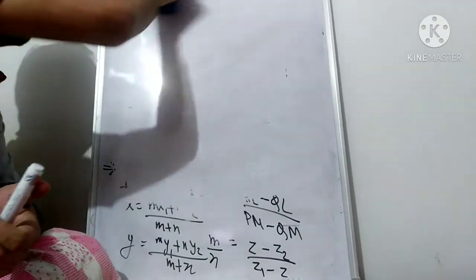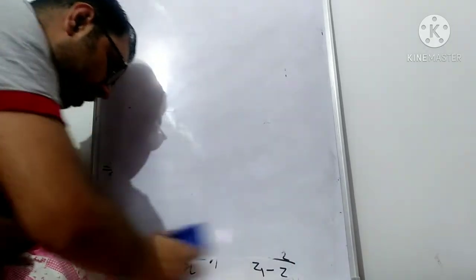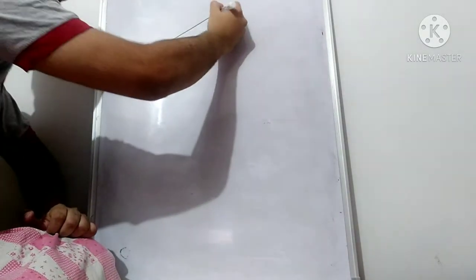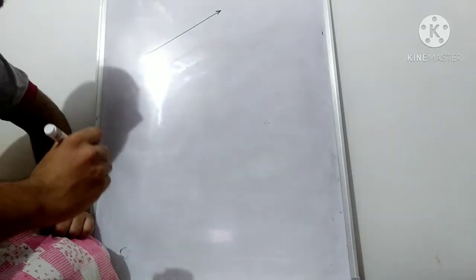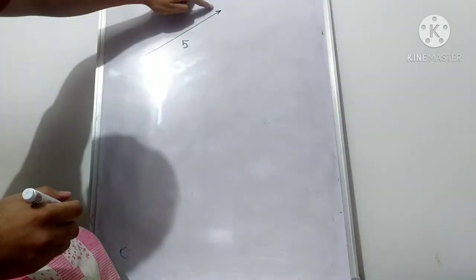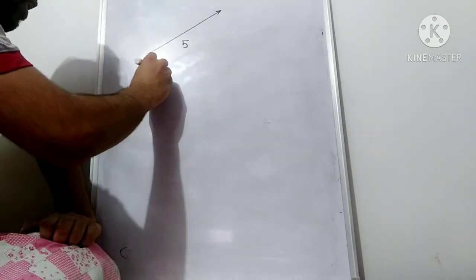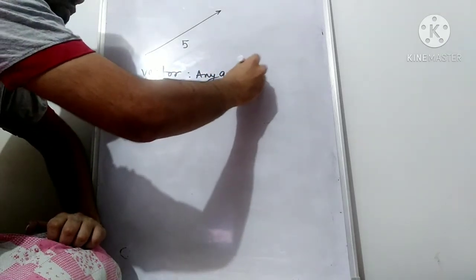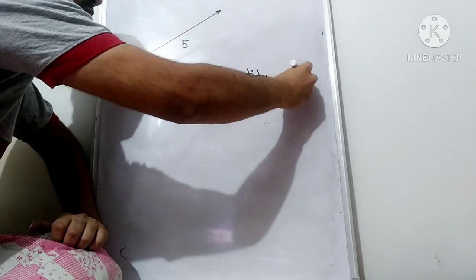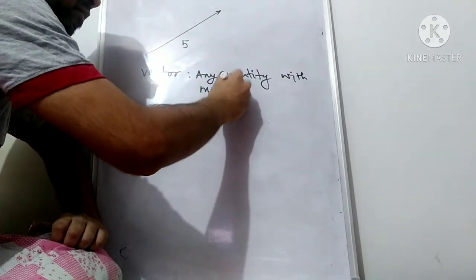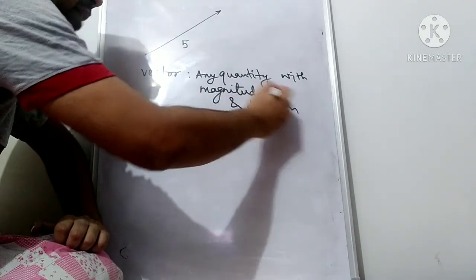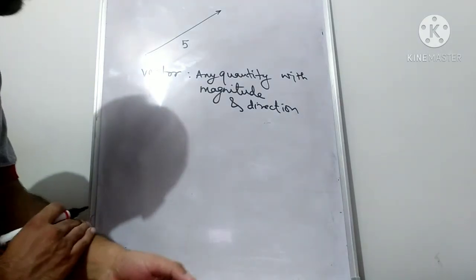Now we come to the basic concept of vectors. What is a vector? A vector is any quantity which has magnitude and direction. If suppose this is 5 units and it is acting in this direction, then we can say that is a vector. Any quantity with magnitude and direction is called a vector.